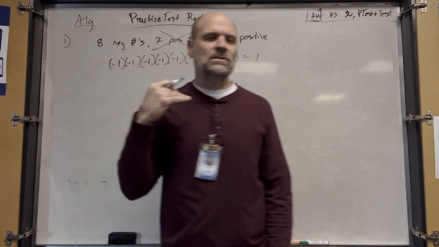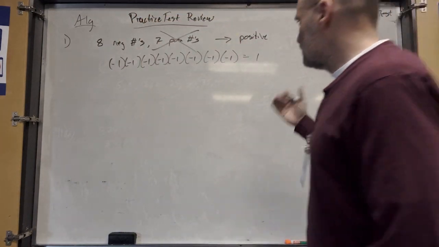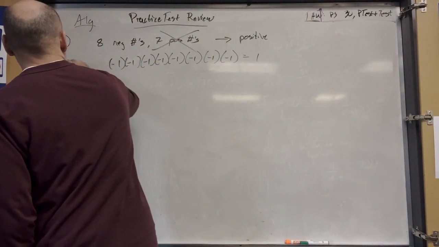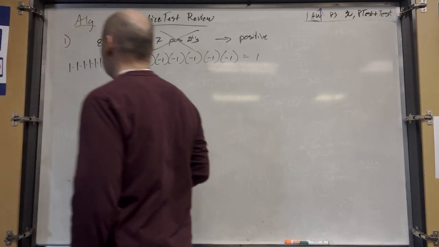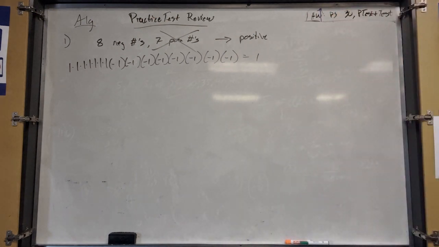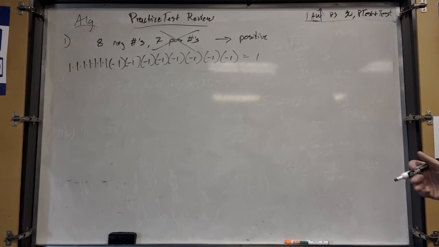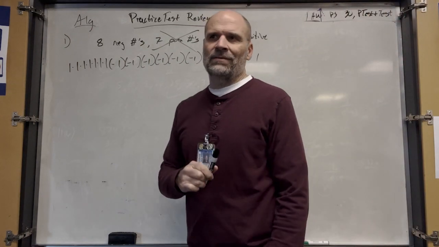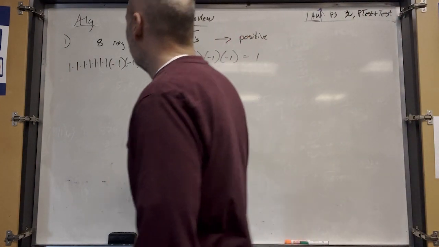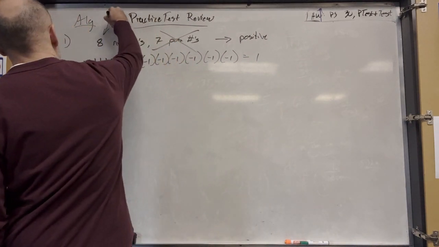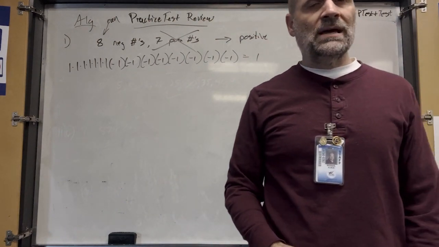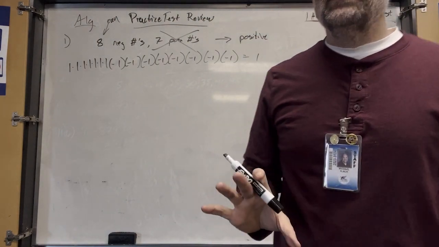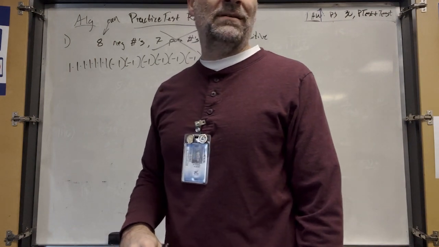You can just choose anything. And then, obviously, 7 positive ones, you're still just gonna get positive one. It doesn't matter how many positive numbers you have, it's all about the negative numbers. If there's an even amount of negative numbers, then it's gonna be positive. If it's an odd amount, it's gonna change it back to negative. You guys good with that one? All right, if you don't know, guess.